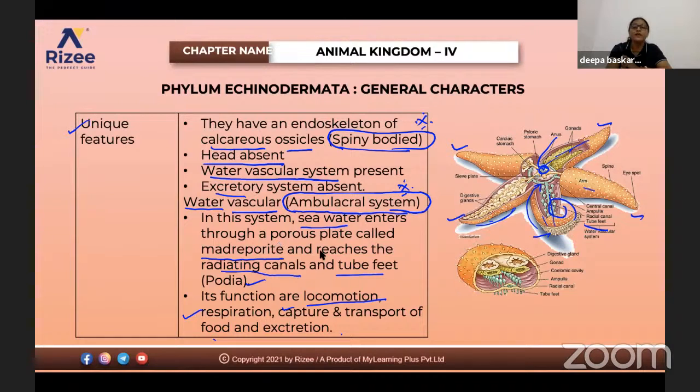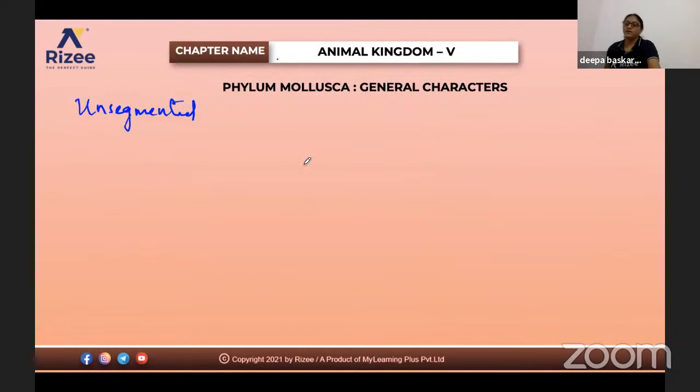These porous plates, which are called madreporite, are on the upper side, dorsal. Next comes, apart from that, the body surface is marked by 5 symmetrical radiating areas. There are 5 segments present. And again, apart from that, respiratory organs include.